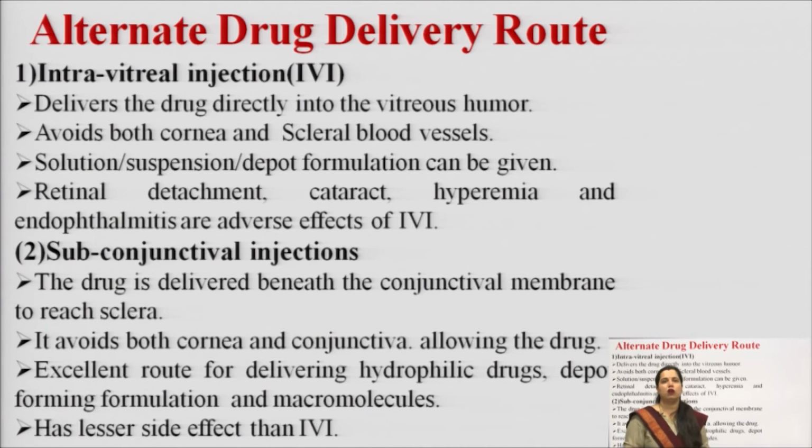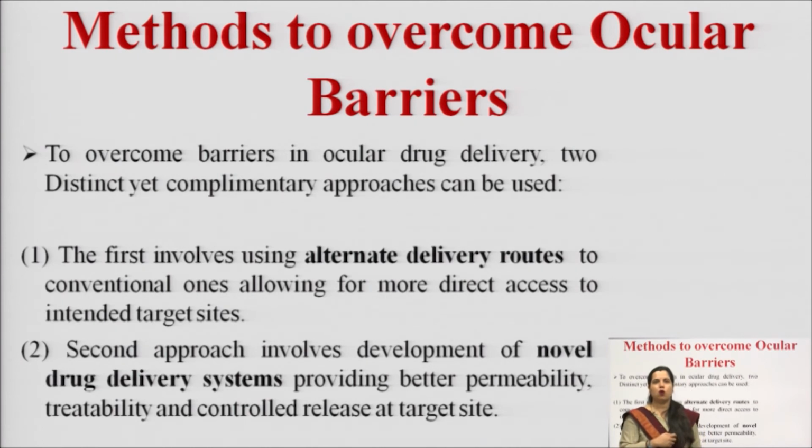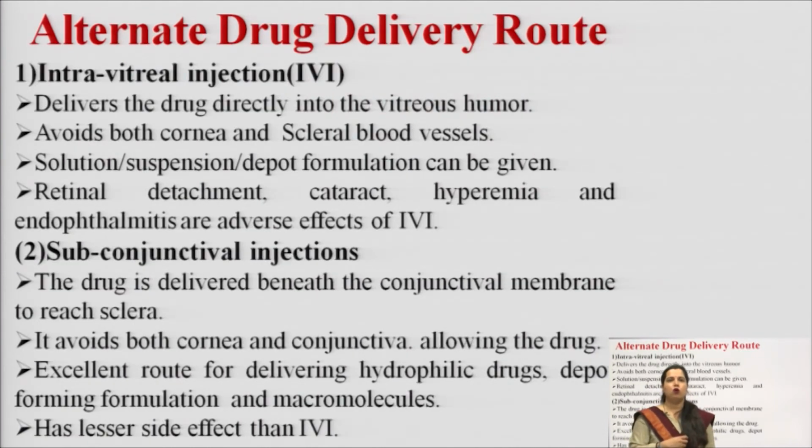Now, alternate drug delivery route. First of all, this comes under the first approach, that is alternate delivery routes. So, the first type of injection we have is intravitreal injection, IVI. It delivers the drugs directly into the vitreous humor, avoids both cornea and scleral blood vessels. Solution, suspension, depot formulation can be given. Retinal detachment, cataract, hyperemia and endophthalmitis are adverse effects of IVI.